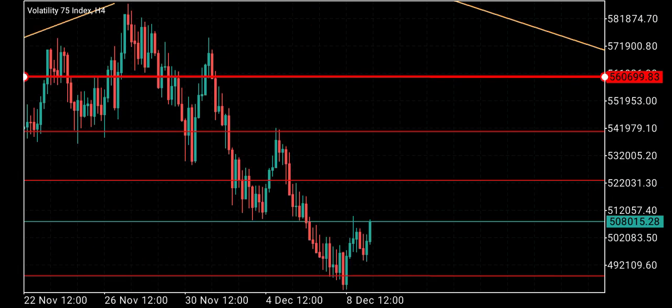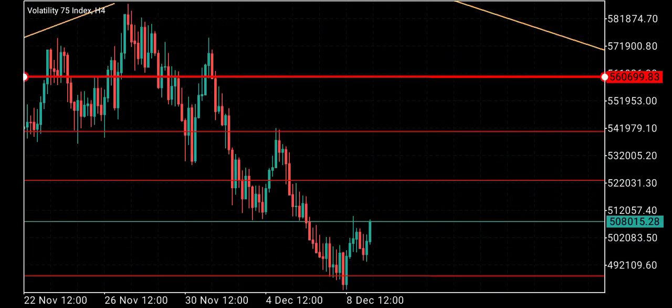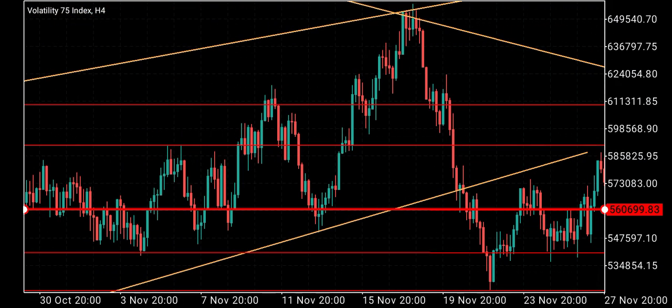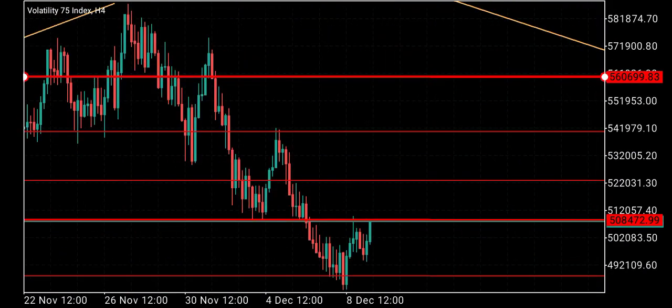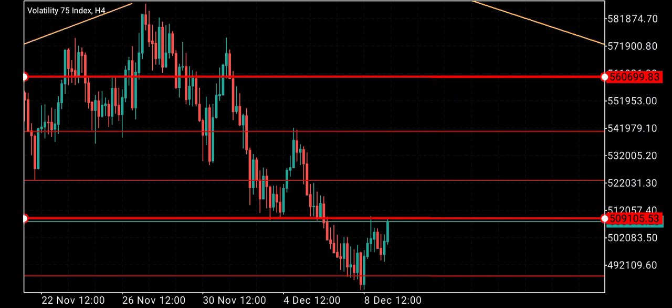So I dive down to my 4 hour. This is my 4 hour. As I look into my 4 hour, I can see, okay, I have this level over here, which the market reacts to. As you can see here, it was a support. Here the market reacted, and then now we turn it into a resistance. So the market reacts to this level over here.